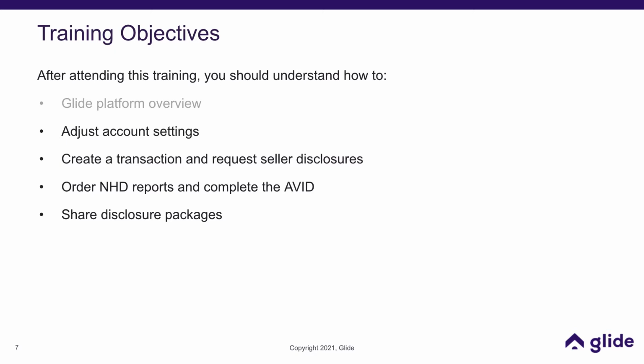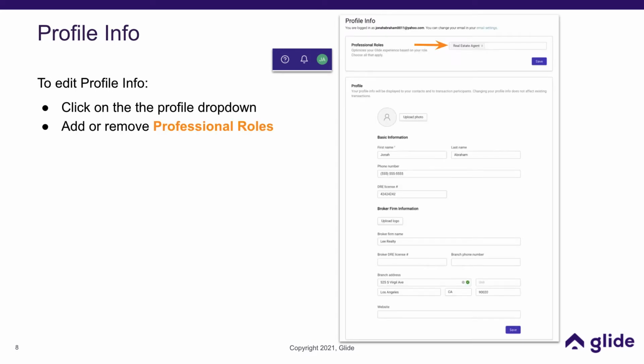All right, now that we've covered Glide's platform overview, we're next going to take a look at how to adjust your account settings within Glide. To edit your profile information, you're first going to click on the Profile dropdown within Glide. To add or remove any professional settings, you're going to click into the field on the top right-hand side. If you do make any changes, click on that Save icon. You can also add a profile photo by clicking Upload Photo.